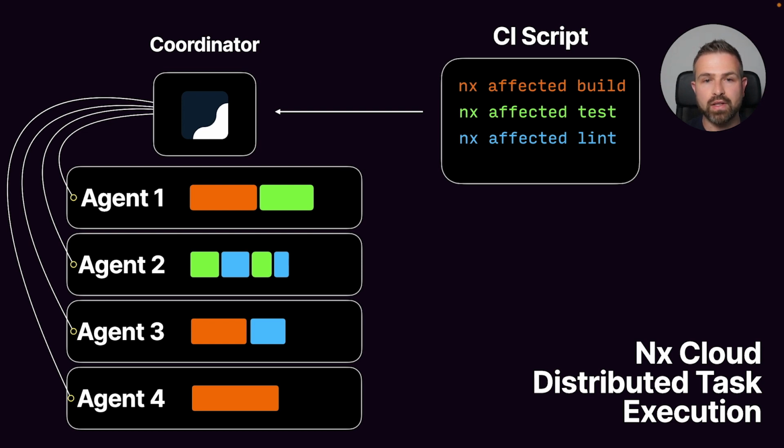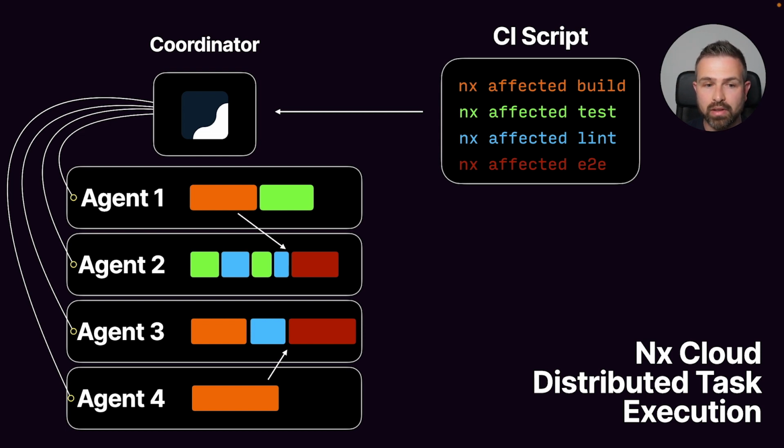Let's say, for instance, we have an NX affected end-to-end test. So we run an end-to-end test on our projects. Those will be distributed among the agents, but in a way that if they depend, for instance, on the output of the builds, those end-to-end tests would be run later on and only when the builds are ready. And the builds would then instantly replay on those agents because the caching is also distributed. So you can really see the benefits and the time savings you get from that.